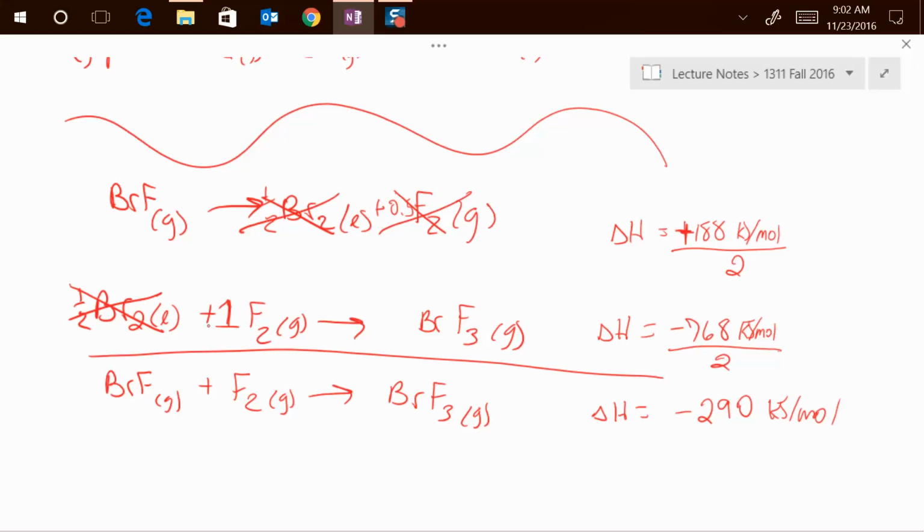Say it louder, I'm sorry. The 0.5 F2? Why did it? Okay, because I had 1.5 here, and they're on opposite sides of the arrow. So I have 0.5 here, 1.5 here, so 0.5 is going to cancel. So I'm left with 1.